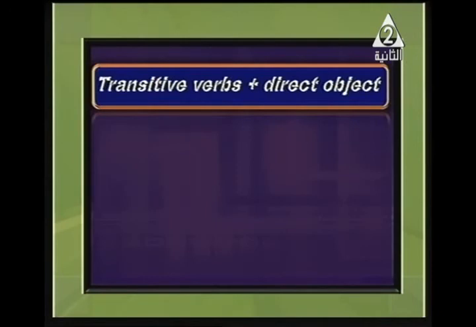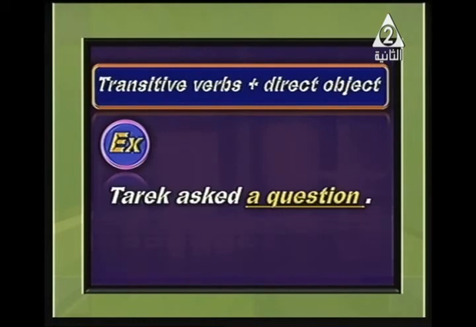يبقى transitive verb الرول بتاعتي بيكون plus direct object. For example, لو هو direct object هيبقى عامل ازاي؟ طارق asked a question. طارق سأل سؤال. يبقى هنا سأل سؤال direct, very direct. Okay.